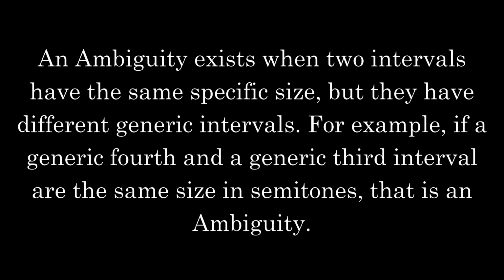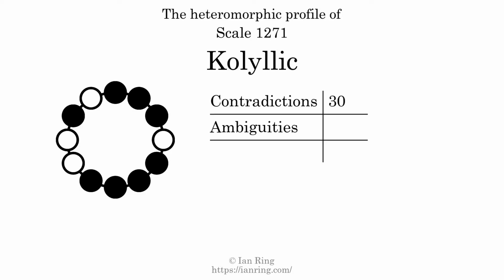An ambiguity exists when 2 intervals have the same specific size, but they have different generic intervals. For example, if a generic fourth and a generic third interval are the same size in semitones, that is an ambiguity. The number of ambiguities in this scale is 60.